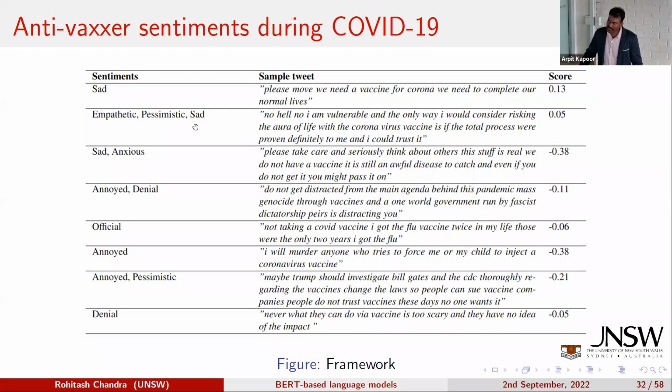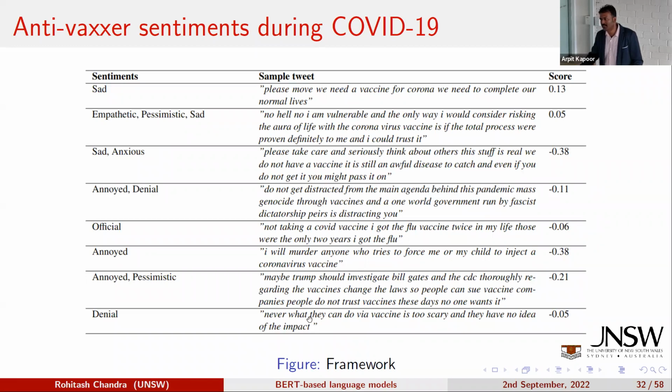So according to a model, we have some scores. This score is the sentiment polarity score. So we are doing not just the multi-level sentiment classification, but we are also using the IMDb dataset to get a polarity score, and we're going to combine them to try to understand if a tweet is pro-vaccine or anti-vaccine. For example: sad and anxious, please move, we need a vaccine for corona, we need to complete our normal lives.